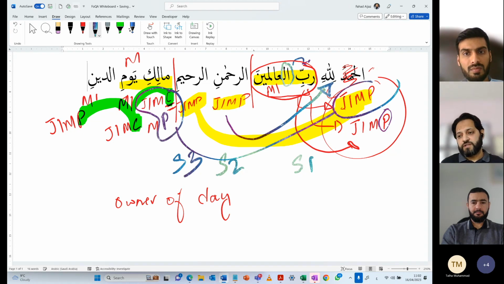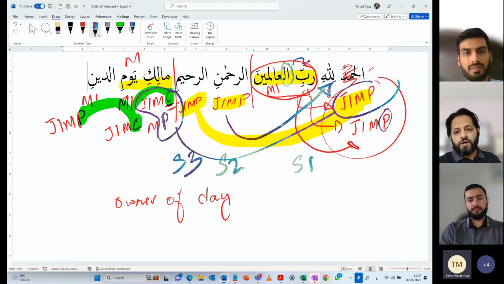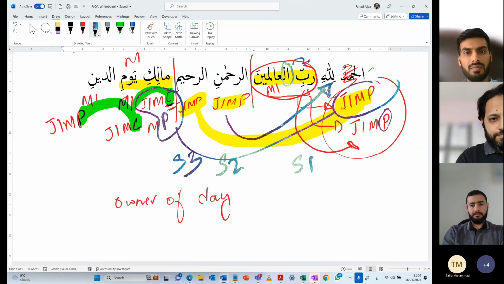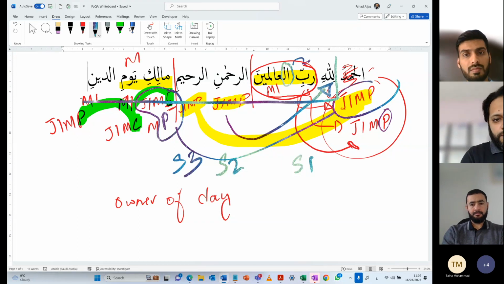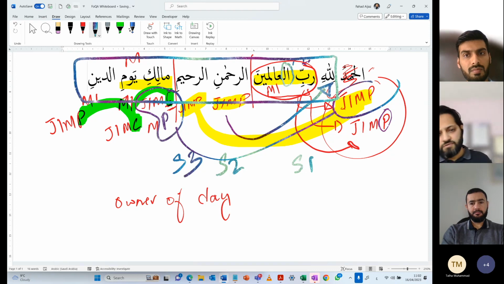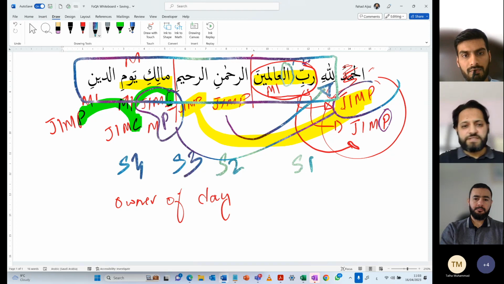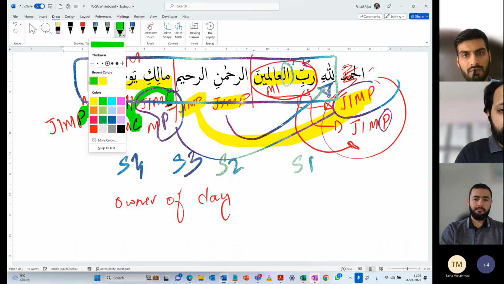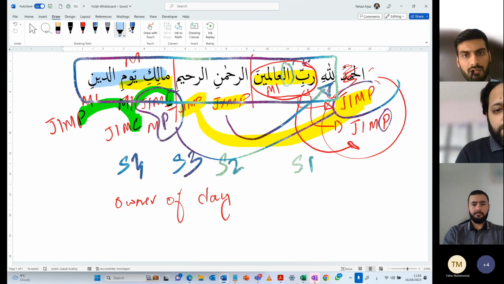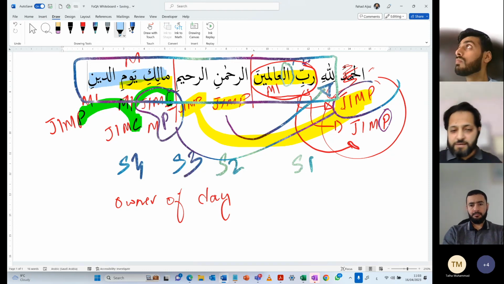He's the owner of the day of the judgment. You see the beauty of the language. So if you're looking at this entire thing, Lillahi Rabbil Alameen Ar-Rahman Ar-Rahim Maliki Yawmiddin, it's just one big, large set of fragments. And you see Sifa number 4 here. This entire thing, just a different color, is another Sifa. It's a full fragment as a Sifa.